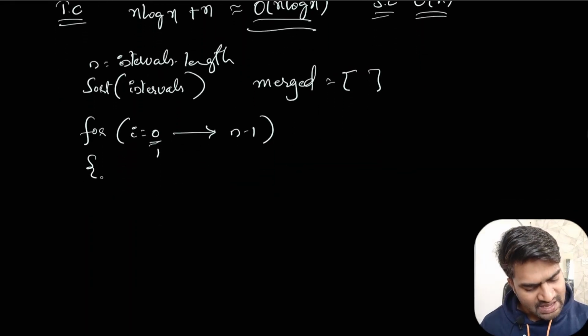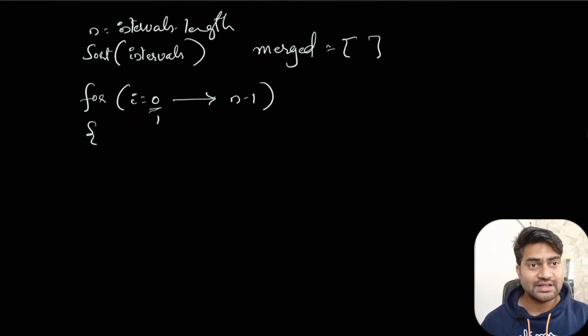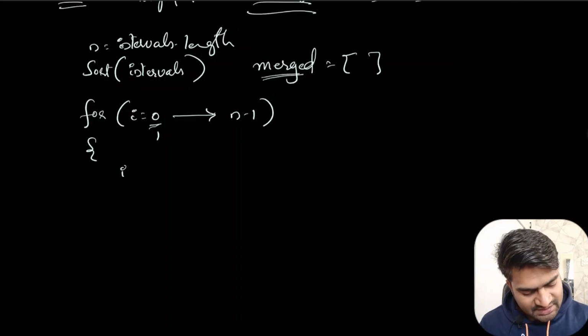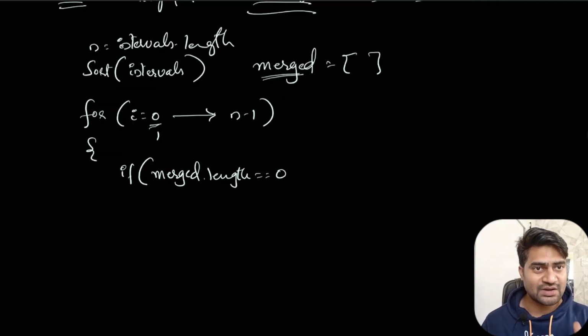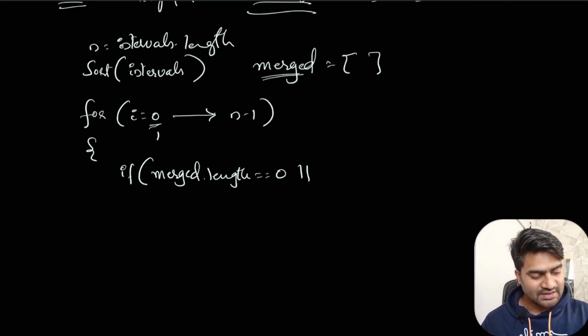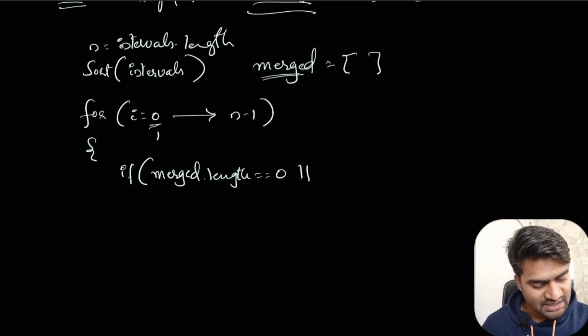Then what I will do is check if it is the first element, or if there is no overlap, we simply push the interval to the merged array. If my merged array dot length or size is equal to 0, if there are no elements in our merged array, or the last element in the merged array does not overlap with the interval we are currently processing.